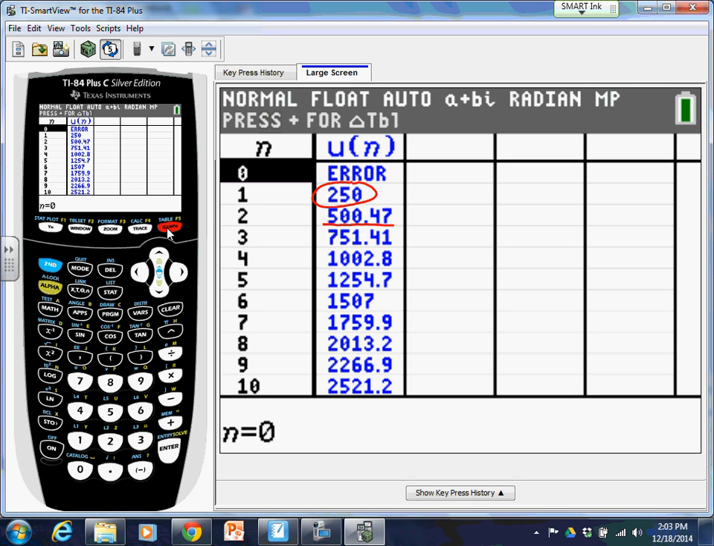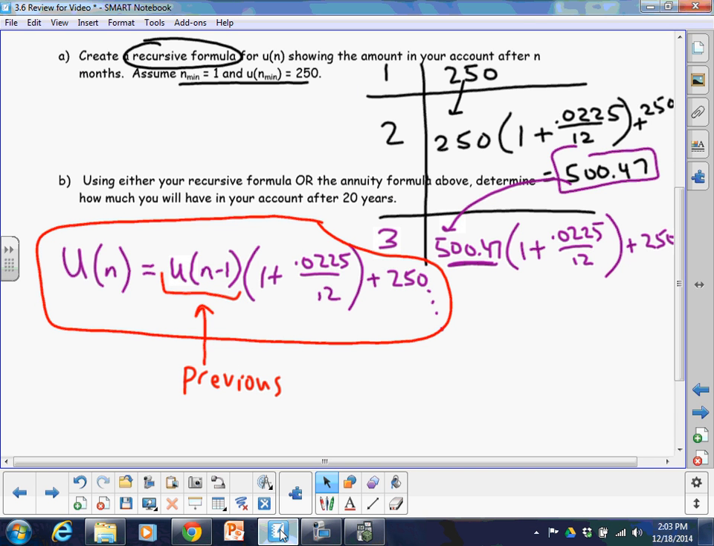And we could just scroll down as far as we need to and get a value later, because I think part B asks for 20 years have gone by. So let's look at that real quick. So after 20 years go by, okay, you have a recursive formula. You can go ahead and just scroll down to the appropriate value.